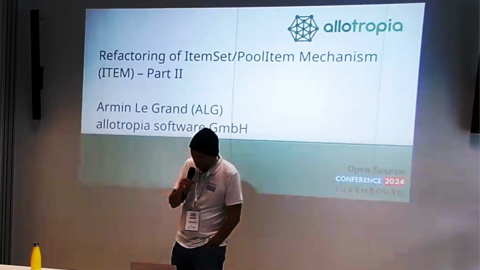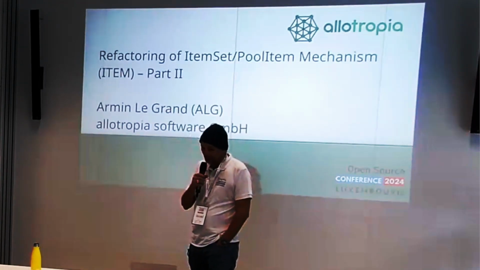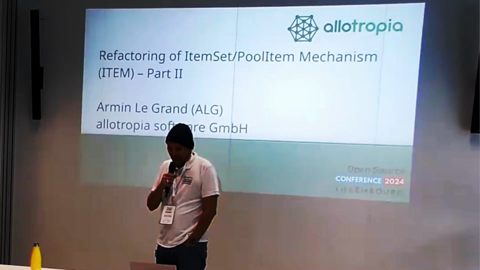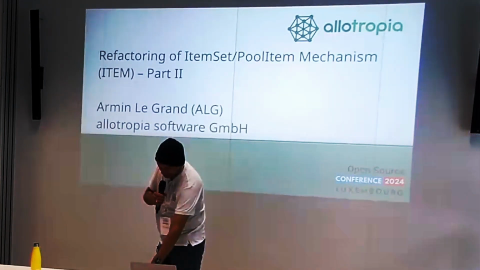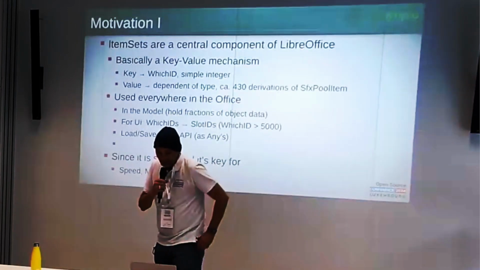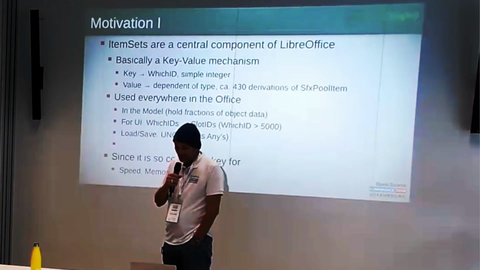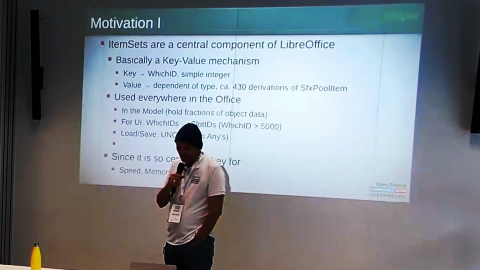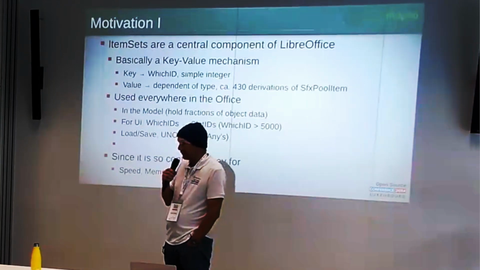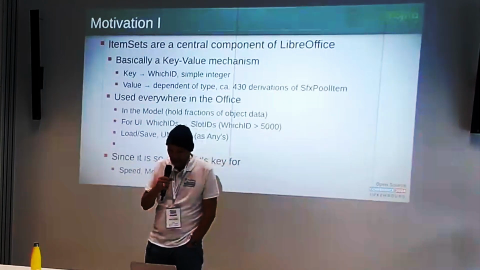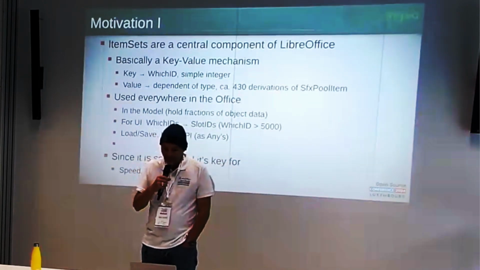This talk is about part 2 of the refactoring of the ItemSet stuff. I started this because it was in a bad shape, and for motivation, you need to know ItemSets are a very central component of LibreOffice. They are basically just a key value mechanism, so it doesn't sound really complicated. The key is just an integer rich ID, and the value depends on the derivation of the pool item.